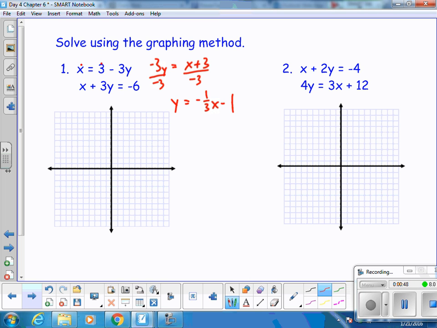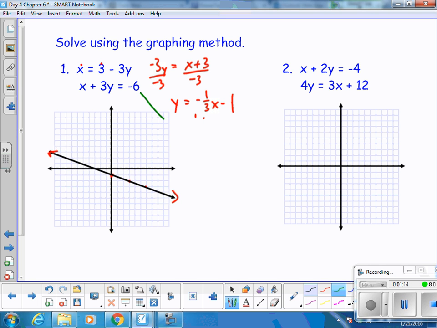I can plot it. It's at negative 1. And then it's a negative slope. It rises 1, runs 3. So rises 1, runs 3, 1, 2, 3. There is my line. It'd be cool if you guys could do that on your paper. Maybe someday. Let me look at the next one.